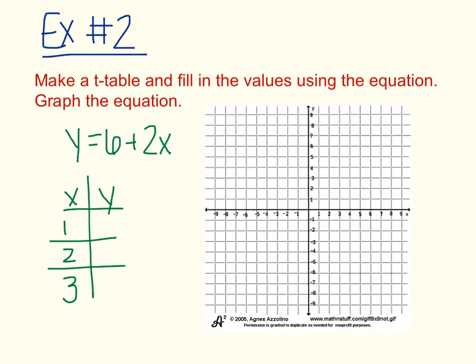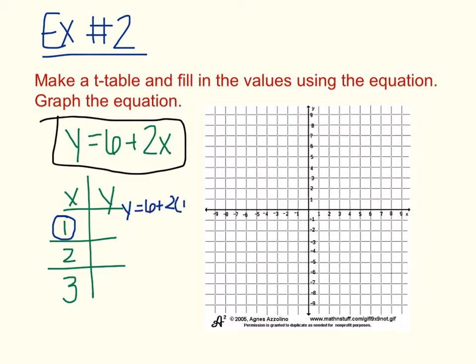Example 2, we have y equals 6 plus 2x. So let's start plugging in these numbers for x. Our first one is a 1 in place of the x. So y equals 6 plus 2 times 1. All I did was put a 1 in place of the x there.